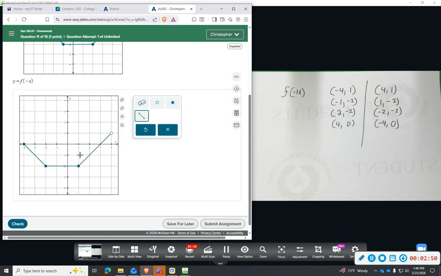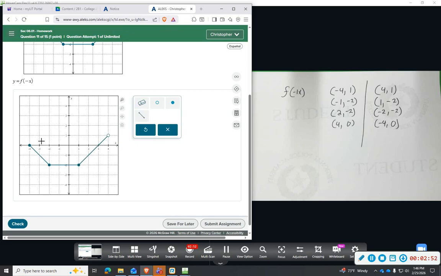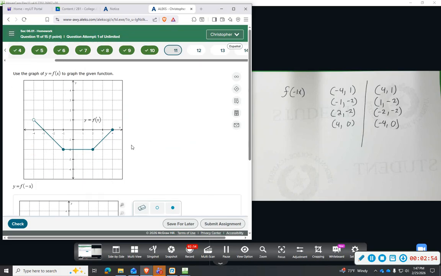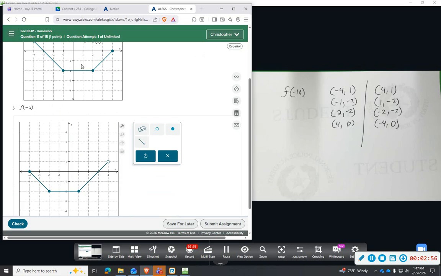And if you look at the two graphs, it just looks like a mirror image of that one, flipped across the y-axis.